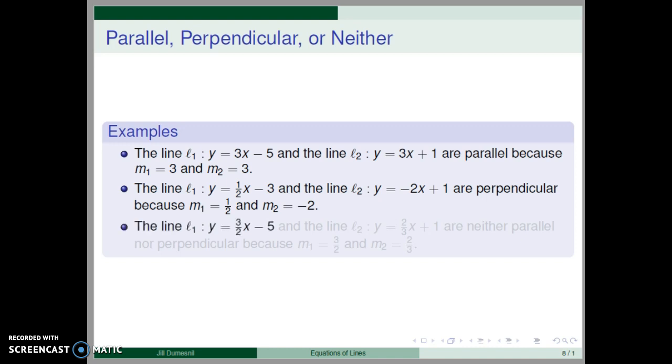The line L1 with equation y equals 3/2 x minus 5 and the line L2 with equation y equals 2/3 x plus 1 are neither parallel nor perpendicular because slope 1 equals 3/2 and slope 2 equals 2/3, and these slopes are neither equal nor negative reciprocals.